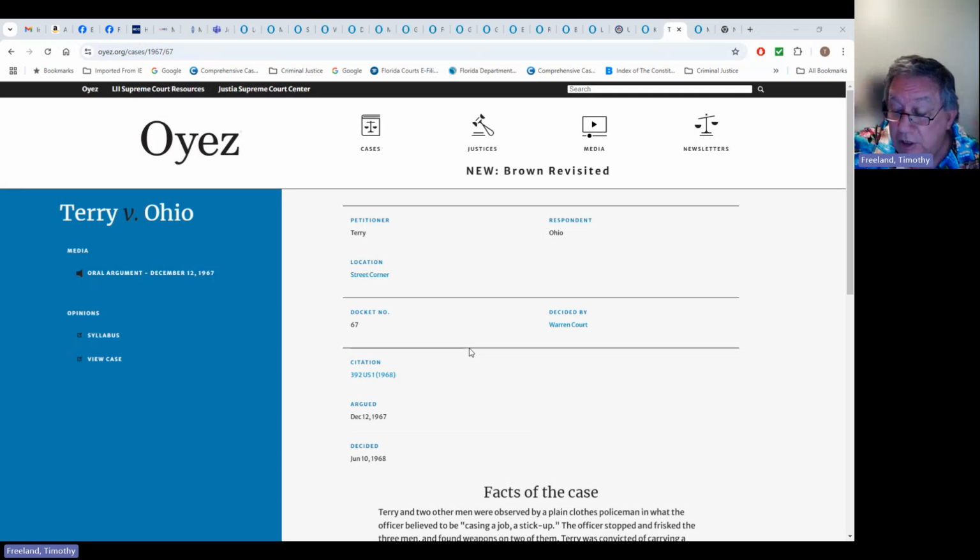And the Terry stop allows an officer to stop you briefly in order to ask you questions about what you're doing and why you're doing it. And in order to do this, the officer has to have what is called an articulable suspicion that criminal activity is about to occur. Articulable suspicion just means something that the officer can say to the court that makes sense to the court. Yeah, that sounds suspicious.